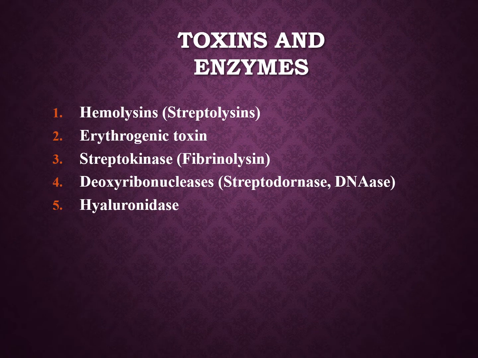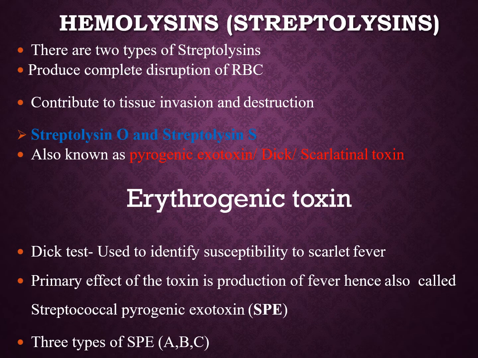So the next important antigenic factors are toxins and enzymes. Hemolysins and erythrogenic toxins are the toxins produced by Streptococcus pyogenes, whereas some other enzymes are also produced by Streptococcus pyogenes. So the first toxin, hemolysins. The hemolysins specifically produced by Streptococcus pyogenes are called streptolysins. There are two types of streptolysins and they produce complete disruption of RBCs. It contributes to tissue invasion and destruction of the host cell. The two types of streptolysins are streptolysin O and streptolysin S.